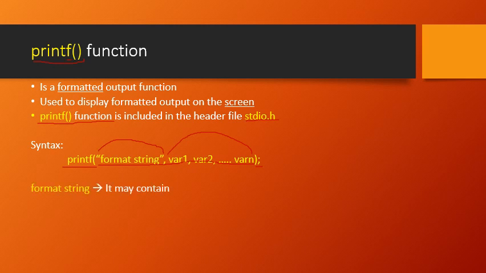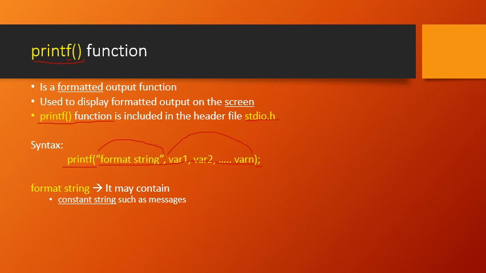Now the first one, that is the format string. What does this particular format string consist of? It may contain three different things again. First is the constant string. Constant string we will learn later. As of now, string means it is a collection of characters. A single character means, say, A, B, C, or any special character or any digit. So these are single characters. A collection of them, right?